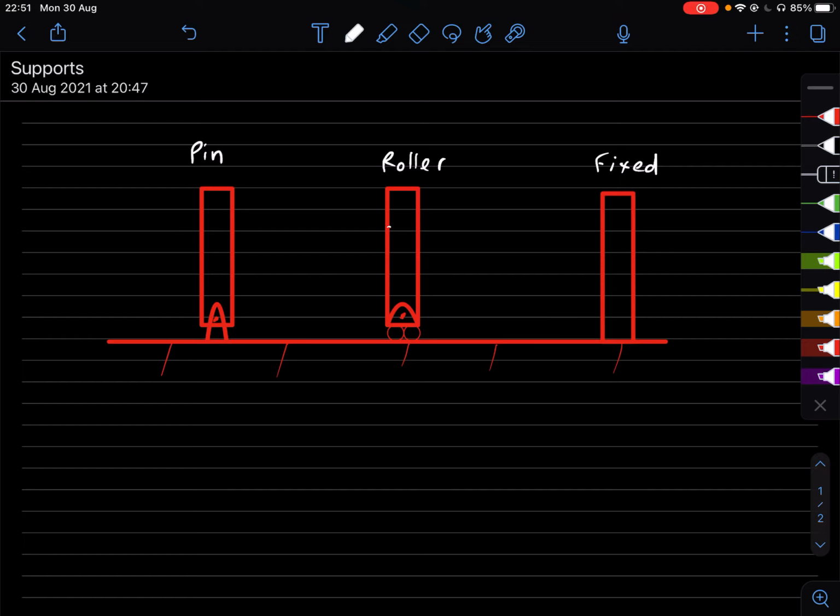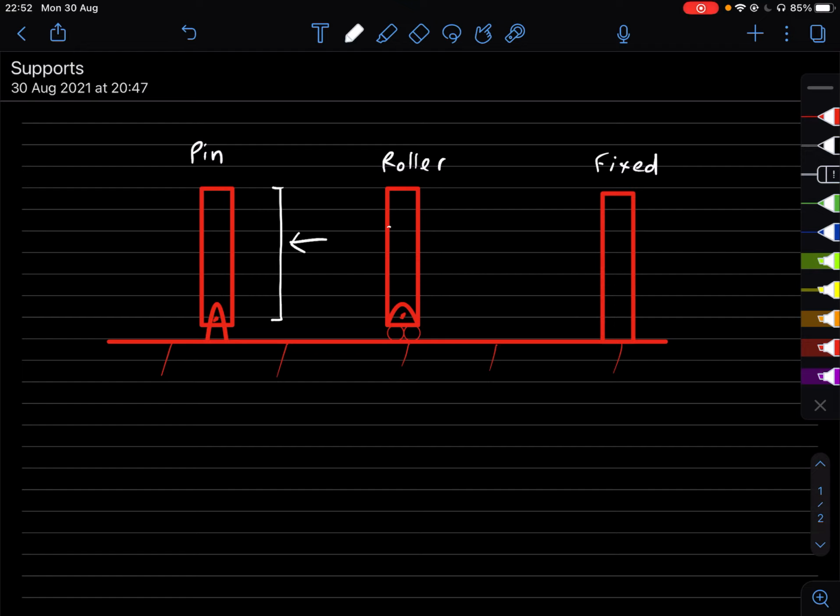Well, if you remember back to Newton's law, we know that every action has an equal and opposite reaction. Remember? So if we have a wall here, and I push on this wall like that, it's going to have an equal and opposite reaction, just like that. Because otherwise the wall would just move. Okay, so we're going to try and implement this theory for these supports.